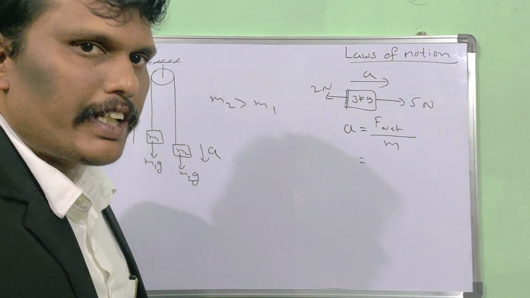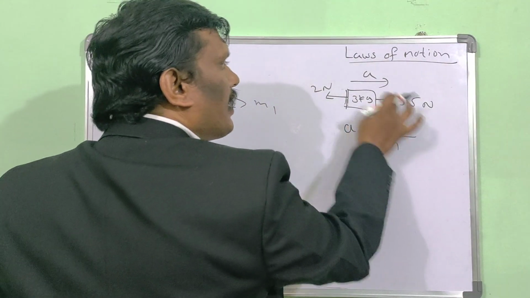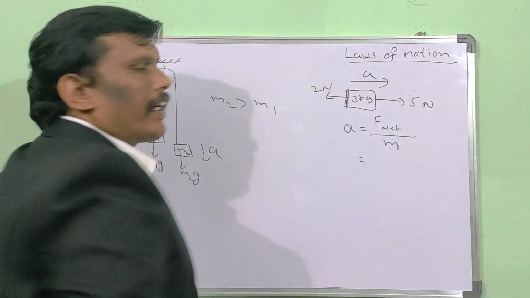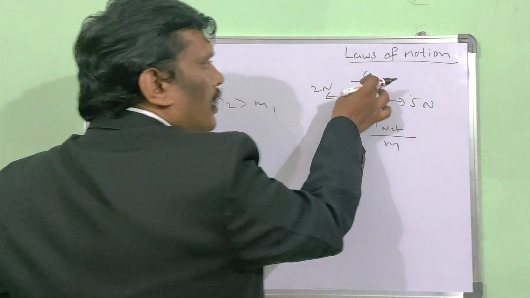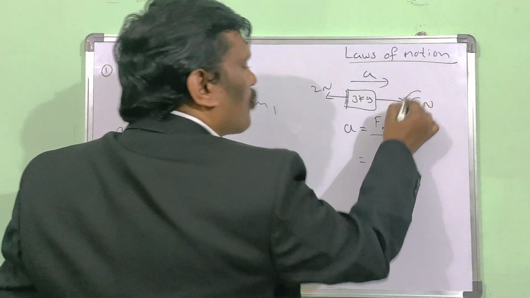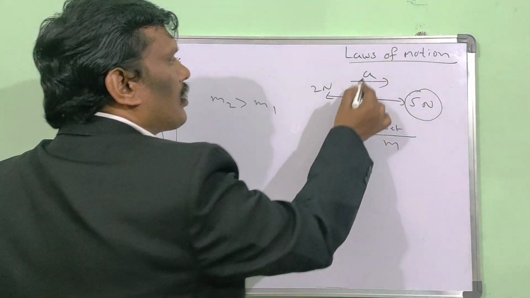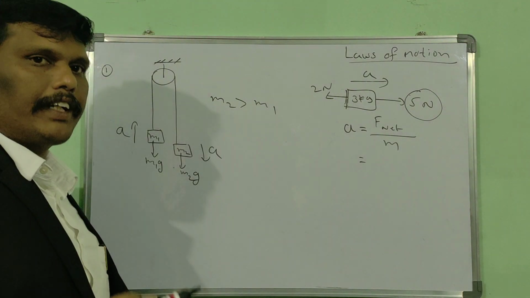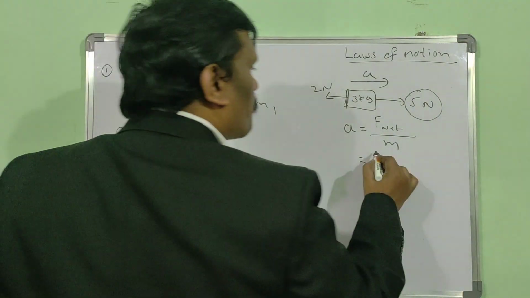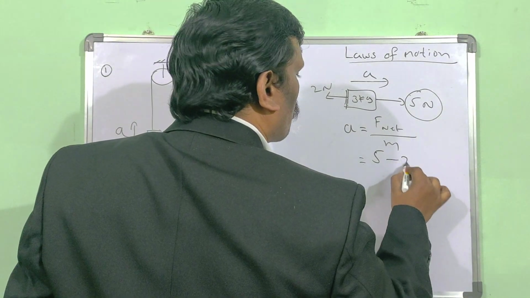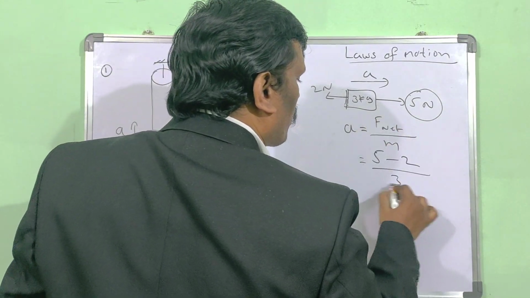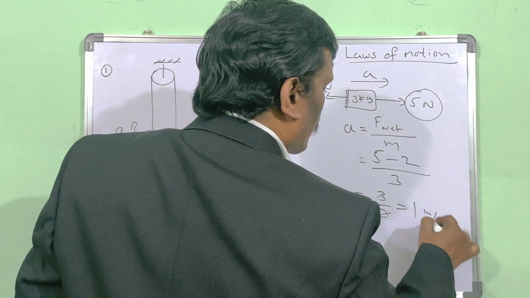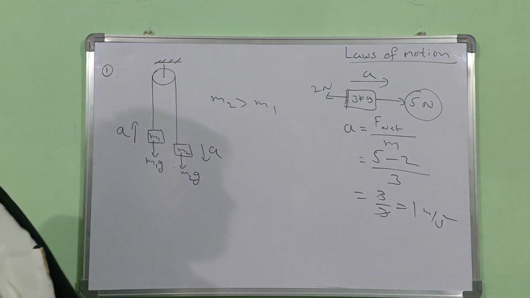What is the meaning of opposite direction? One force is acting in the direction of acceleration, another force is acting opposite to the direction of acceleration. In the direction of acceleration, I consider the force positive. Opposite to the direction of acceleration, I consider the force negative. So the net force is 5 minus 2, and the mass is 3, so we get 3 by 3, 1 meter per second square. This is the way of calculating acceleration.